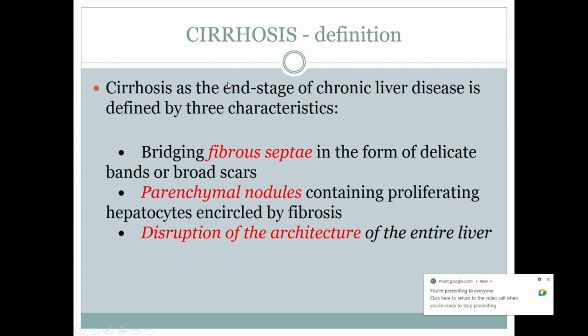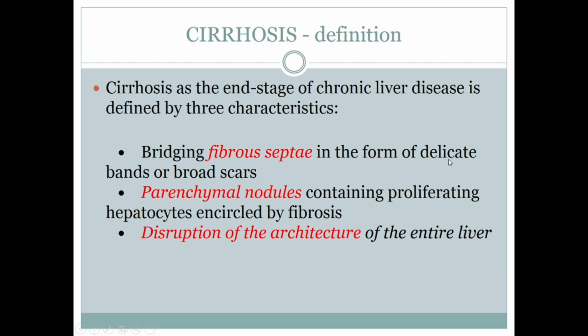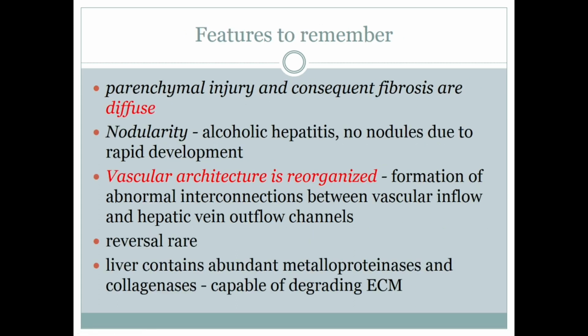Cirrhosis, first thing you have to remember, is an end-stage chronic liver disease. Okay, this is a favorite question which we keep asking you as a short answer question. Either define cirrhosis or what are the 3 characteristics which define cirrhosis. So you have to mention these 3: bridging fibrous septae in the form of delicate bands or broad scars, parenchymal nodules containing proliferating hepatocytes encircled by fibrosis, and disruption of architecture of the entire liver. We'll go through this definition again at the end of this class.